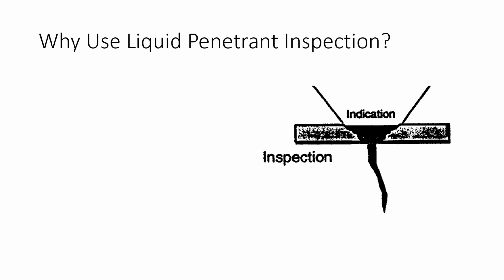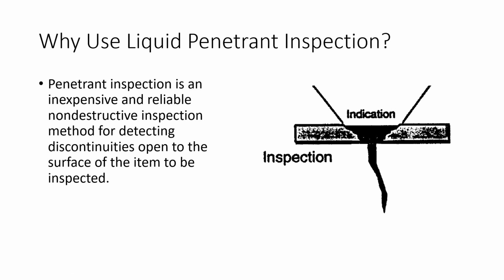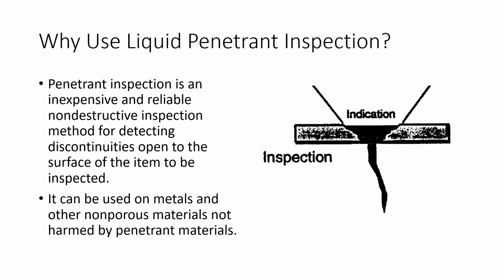So why do we want to use liquid penetrant inspection? Well, it's inexpensive, it's reliable as far as a non-destructive method goes, and it's great for finding and detecting discontinuities that are open to the surface. And we can use it on things like aluminum or other materials that might not be magnetic. The key is it's got to be non-porous, and the materials can't be harmed by penetrant materials. So that's another one. But in a lot of situations, this is a really good method to use.